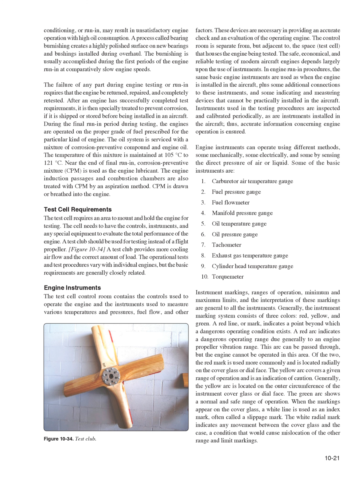Of the two, the red mark is used more commonly and is located radially on the cover glass or dial face. The yellow arc covers a given range of operation and is an indication of caution. Generally, the yellow arc is located on the outer circumference of the instrument cover glass or dial face. The green arc shows a normal and safe range of operation. When the markings appear on the cover glass, a white line is used as an index mark, often called a slippage mark. The white radial mark indicates any movement between the cover glass and the case, a condition that would cause mislocation of the other range and limit markings.